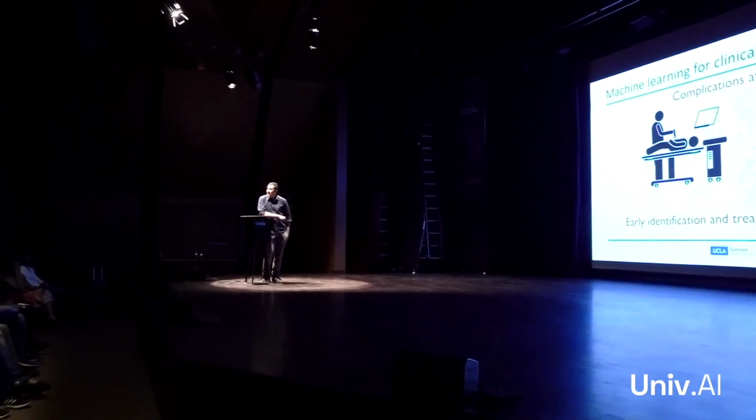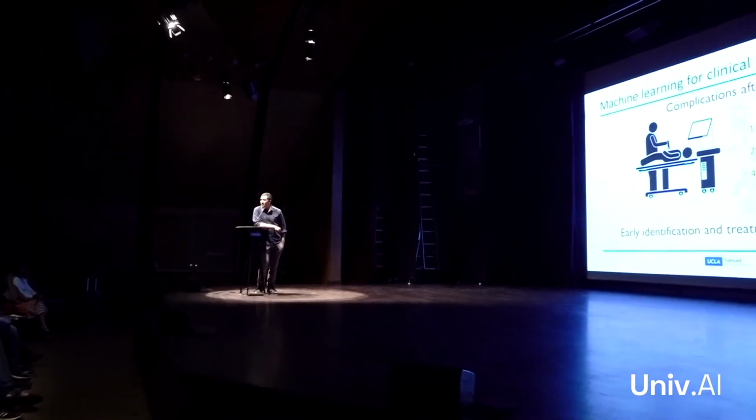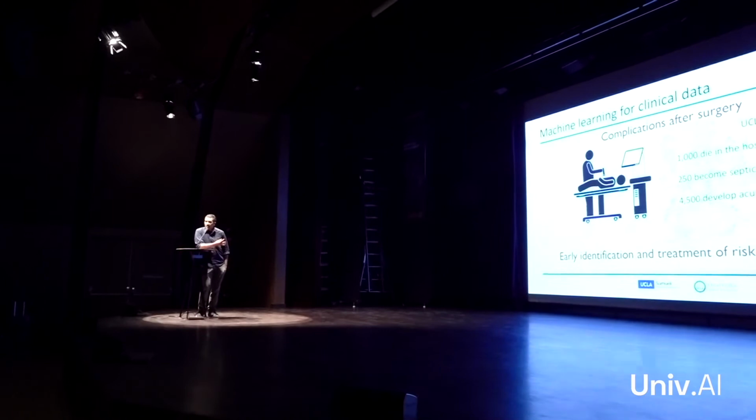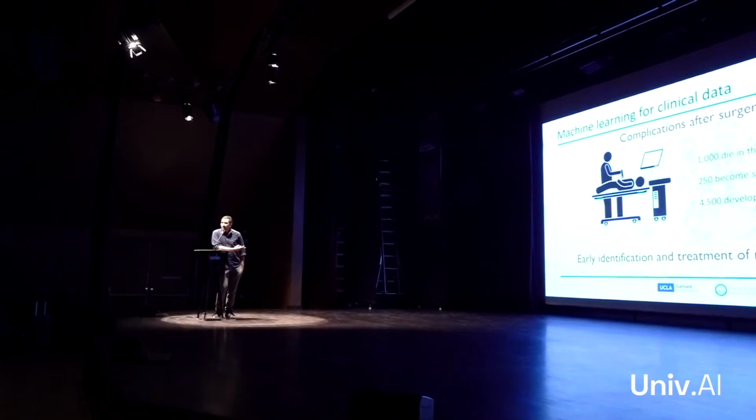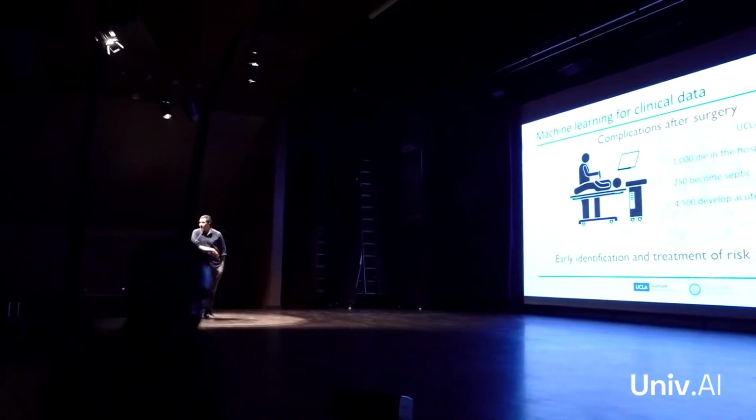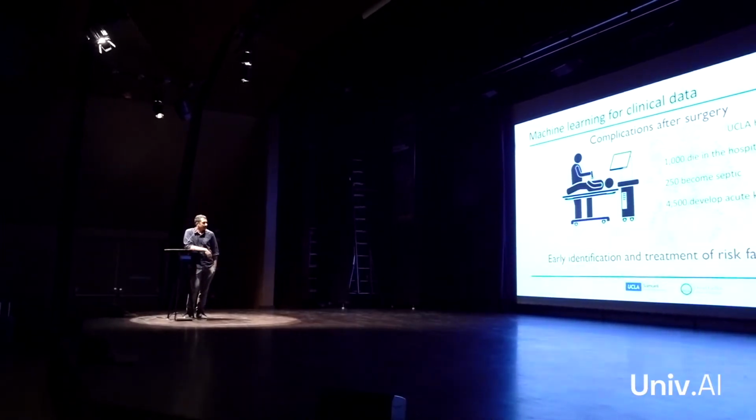The goal here is to understand what leads to complications after surgery. In the UCLA hospitals, there are about 70,000 surgeries done every year. There are a small percentage of complications. There are 1,000 people who die in the hospital after surgery. It's fairly small, but you'd like it to be even smaller. There are individuals who develop sepsis, infections, and around 4,000 people actually develop acute kidney failure from these surgeries. In all of this, we'd like to identify early on what the risk factors are and how this can be managed.